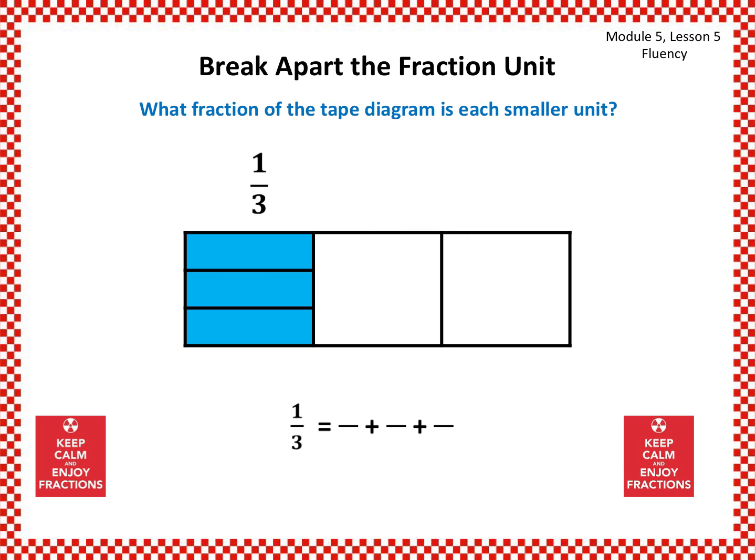So if I were going to continue that through the rest of this, then the whole thing would be divided into 1, 2, 3, 4, 5, 6, 7, 8, 9 pieces. So each one of these areas is 1/9. So 1/3 is equal to 1/9 plus 1/9 plus 1/9, which is equal to 3/9. And that is the end of Module 5, Lesson 5 for today.